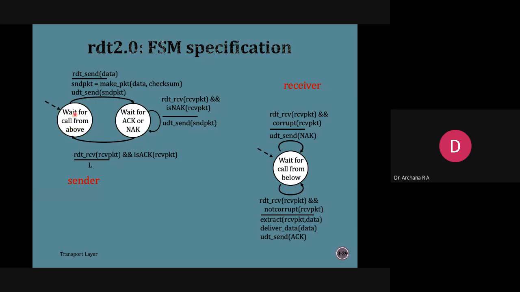In the first state, wait for call from above means it is waiting for data that has to be sent from the application layer. Reliable data transfer receives the data from the application layer. For whatever data has been received, the checksum will be attached in order to detect the error, and a packet will be created and sent through the unreliable data transfer channel.